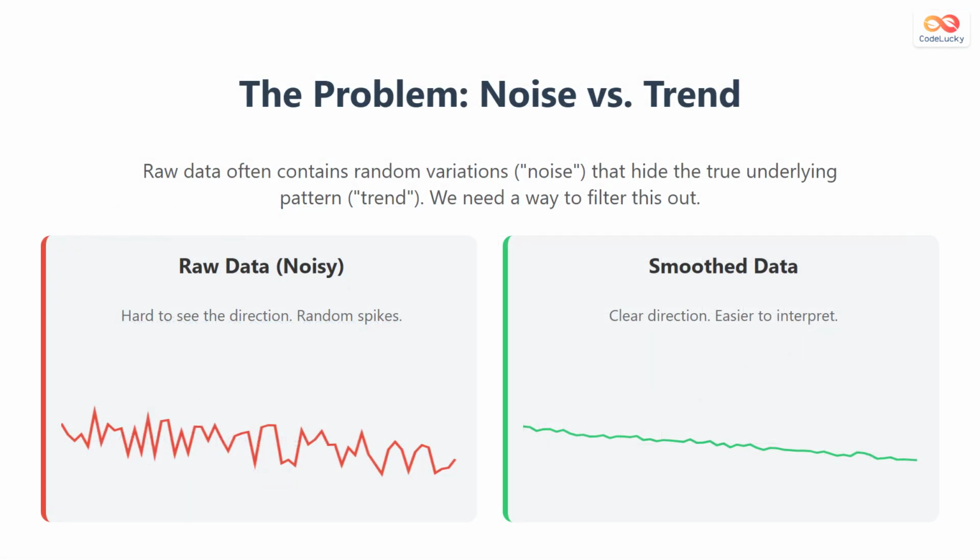Common examples include daily stock market prices, monthly temperature readings, or weekly sales figures. The main challenge with raw time series data is that it often contains short-term, random fluctuations, which we call noise. This noise makes it difficult to see the underlying direction or trend of the data. Our goal is to filter out this noise to reveal the true signal.